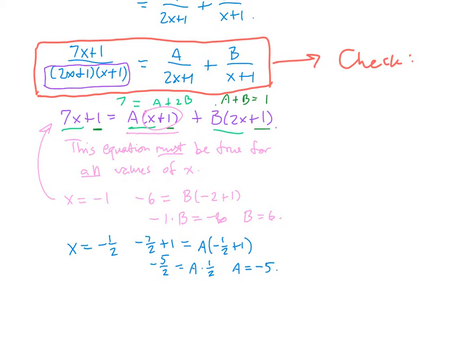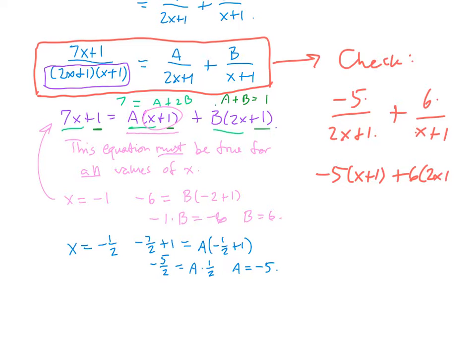Well, let's see. If a is negative 5 and b is 6, then I get negative 5 over 2x plus 1. This is the right side I'm computing. Plus 6 over x plus 1. And then adding those together, I have a quick method for doing that. It's just take this times this, and then this times this, and add those together. And then the product of the denominators is 2x plus 1, x plus 1.